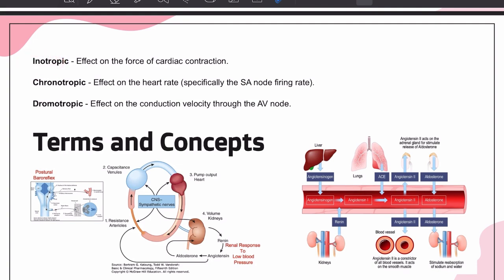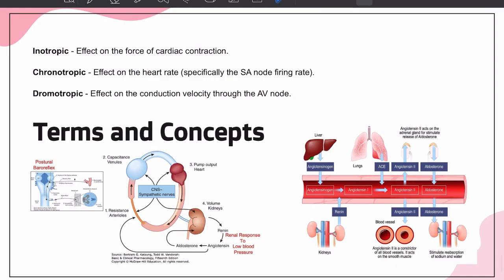The inotropic effect, when I say the word inotropicity, I mean the contraction of the heart, how strongly the heart is contracting. There are certain agents that have a positive inotropic effect and a negative inotropic effect. And regarding chronotropic effect, I'm talking about the heart rate, so speeding up the firing rate of the SA node. Lastly, we have the dromotropic effect, and this has to do with the conduction. So mainly we're talking about the AV node. So inotropic is the contraction, chronotropic is the heart rate, and dromotropic is the conduction.